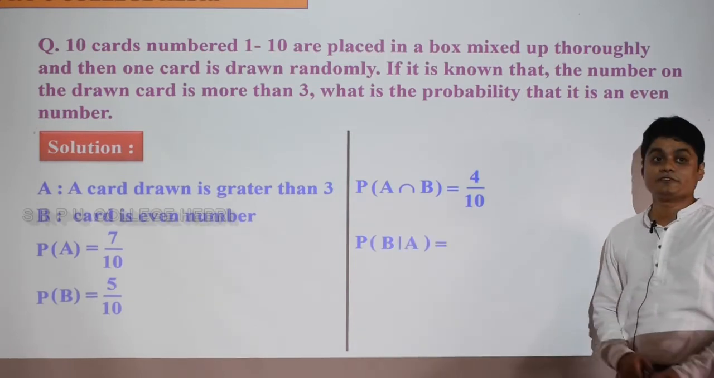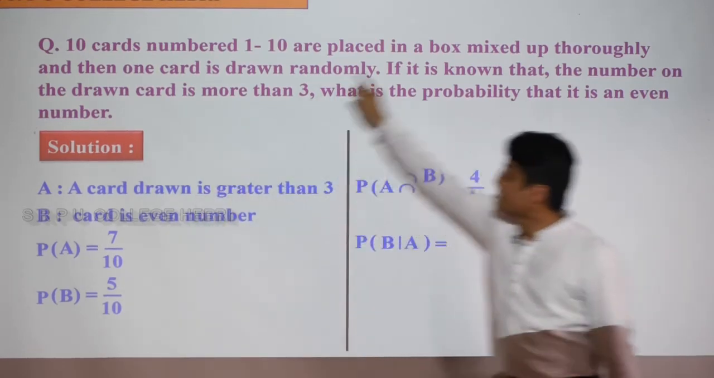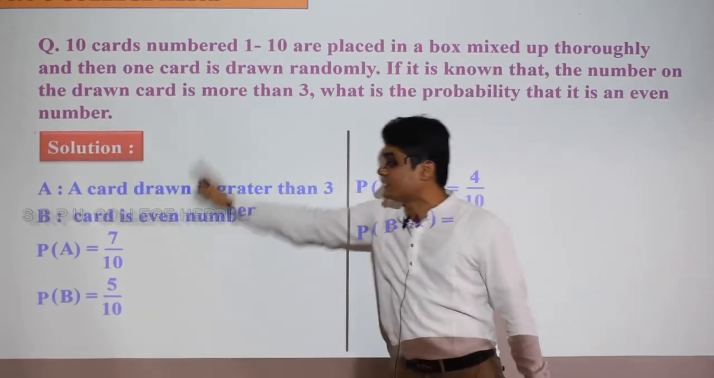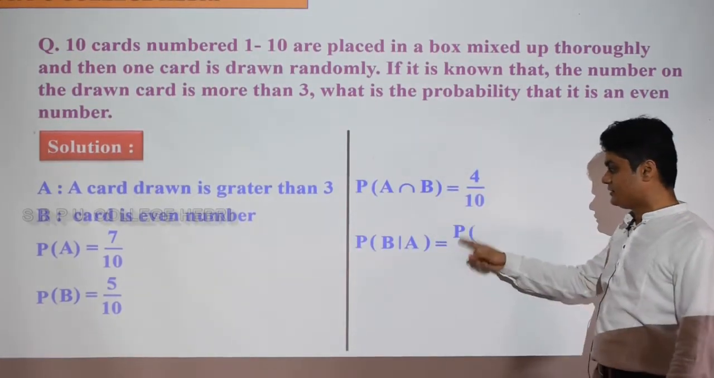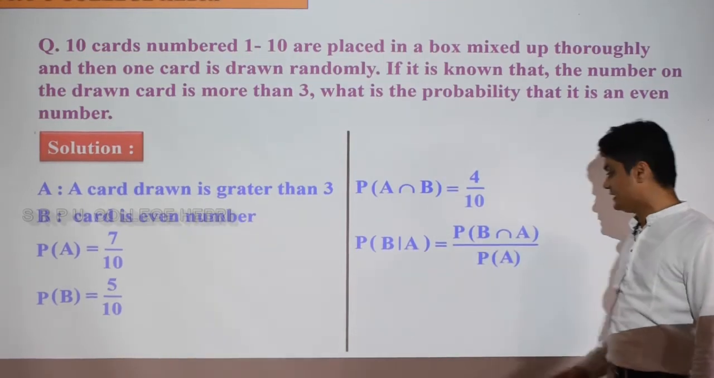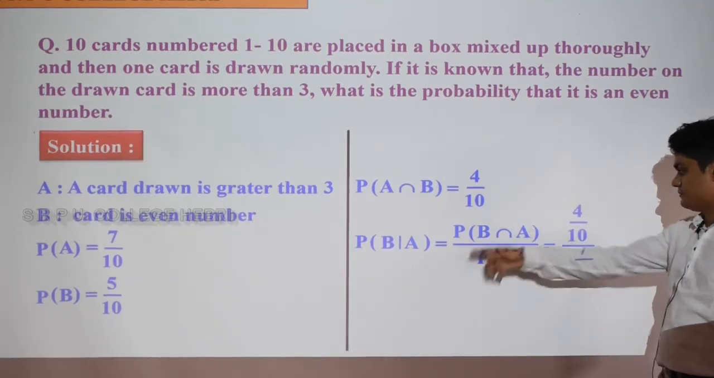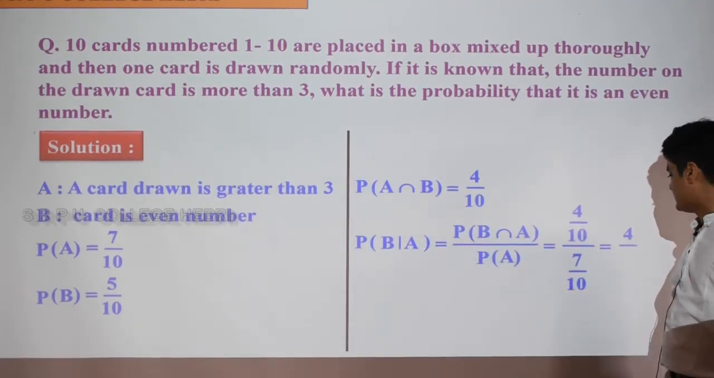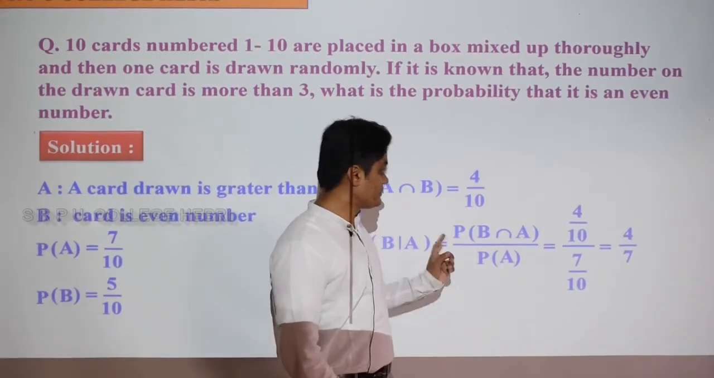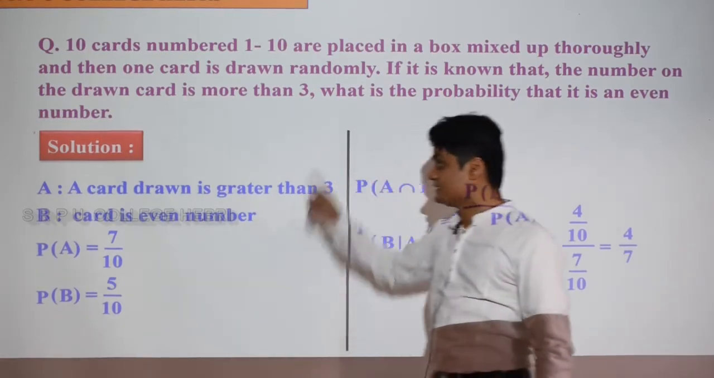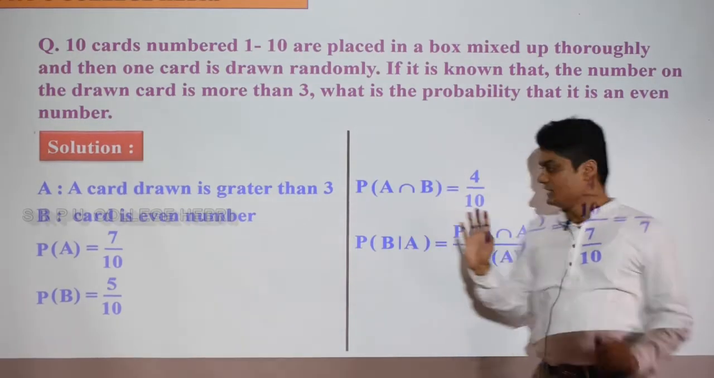So what is asked? The probability of B given A. How do we identify this? See, the probability that it is an even number, that is B. It is known that the number is more than 3, that is A. So the probability of B given A is the probability of A intersection B divided by the probability of A. The probability of A intersection B or B intersection A is one and the same. It is 4 by 10 divided by the probability of A, 7 by 10. So the 10s cancel. So what is the answer? 4 by 7. This is the probability that the selected card is even under the condition that the selected card number is more than 3. That's it. I hope you understood.